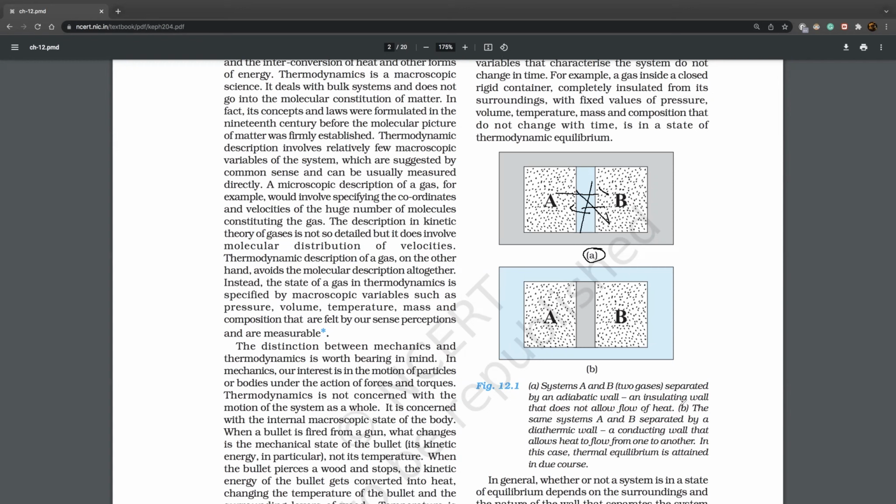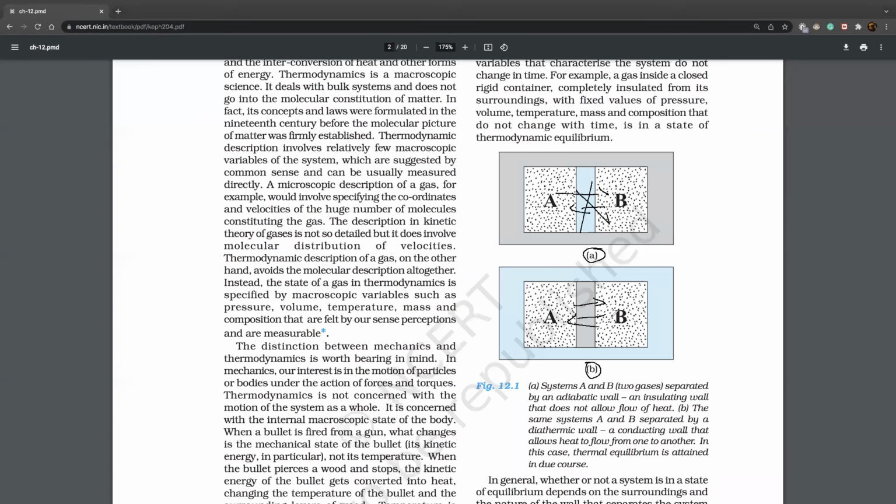In figure B, the same systems A and B are separated by a diathermic wall, which is the opposite of an adiabatic wall. A diathermic wall, since it contains the word thermal, means that it conducts heat. So heat is being conducted between A and B in figure B. In this case, thermal equilibrium is attained.